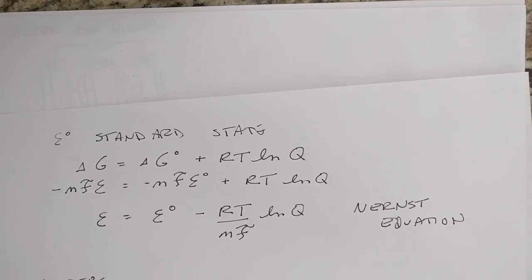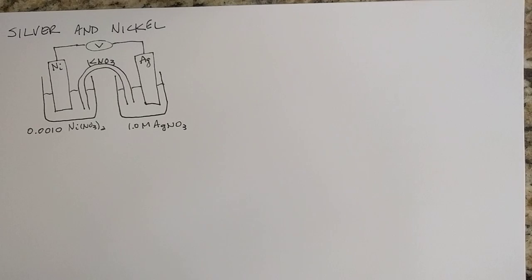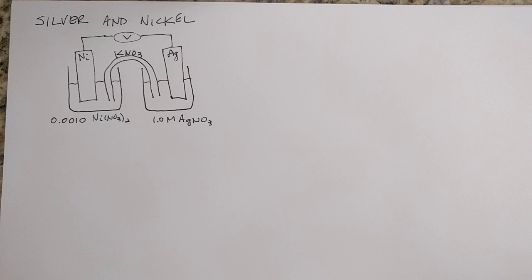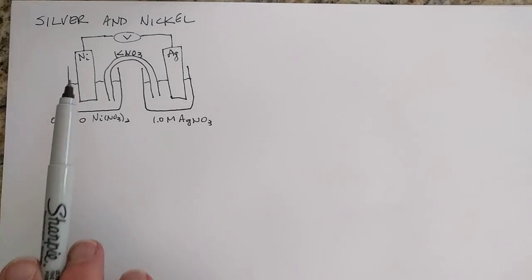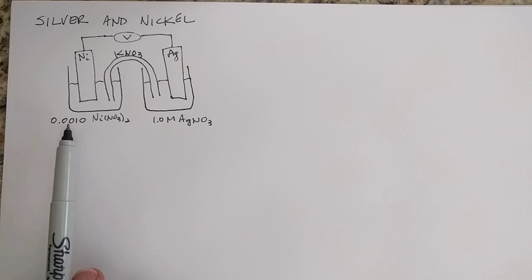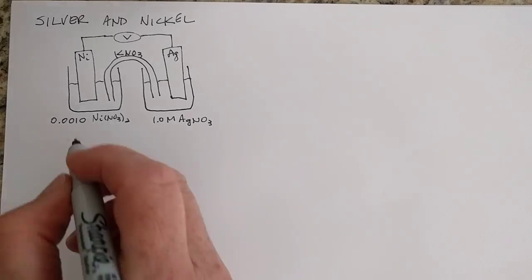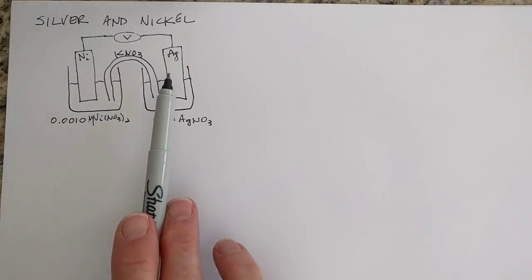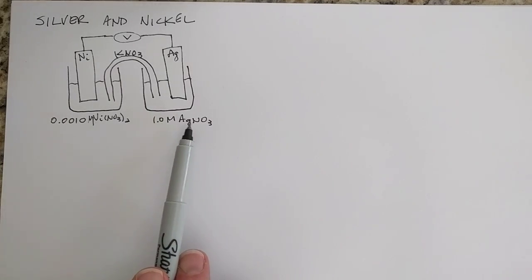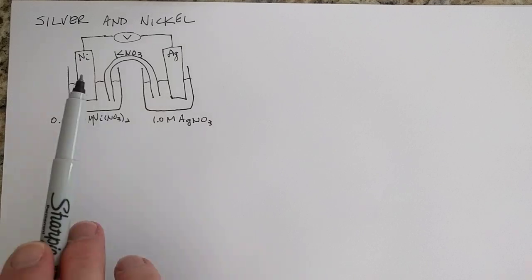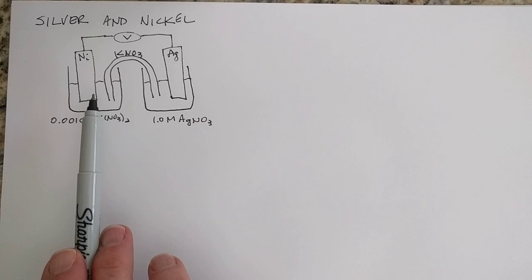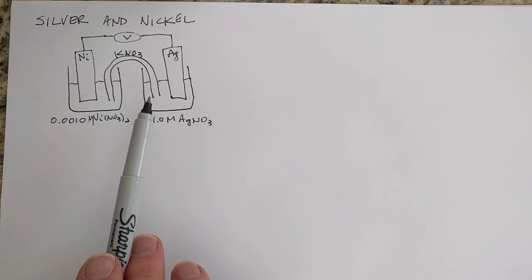So let's see how this works for a galvanic cell. Here we have a silver and nickel galvanic cell. We have a nickel electrode in some 0.0010 molar nickel(II) nitrate. And then we have some silver in some 1.0 molar silver nitrate. So first we're going to identify which compartment is the anode compartment and which is the cathode compartment.